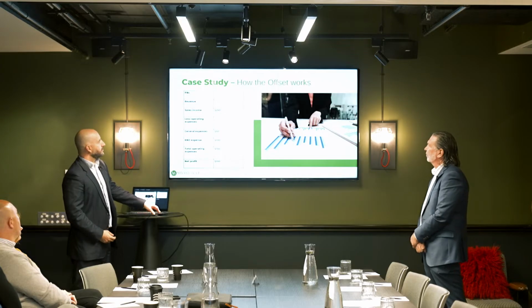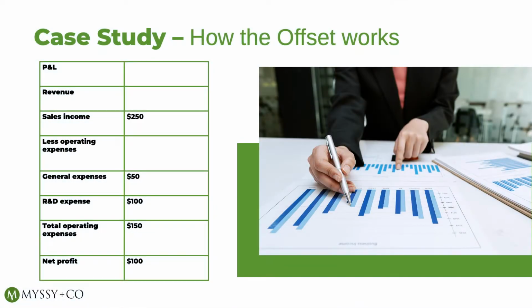Here's the infamous case study. The idea is that there's a business. This is the normal scenario. We've dropped off a few zeros, but a business has income of $250, has total expenses of $150, and of the $150 expenses, $100 would be eligible for an R&D claim. So without the R&D claim, the business makes a net profit of $100.